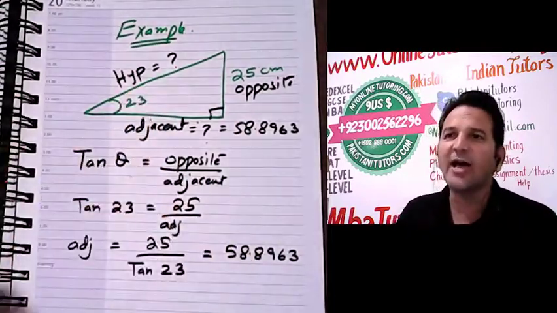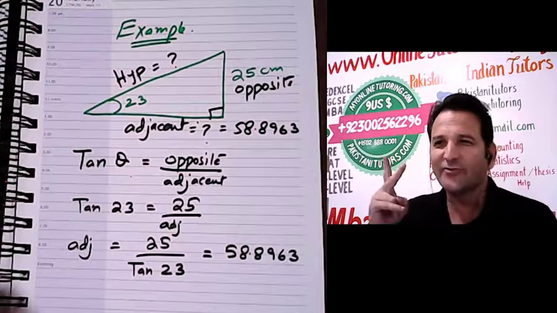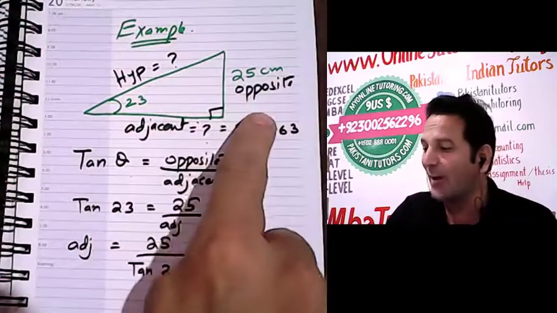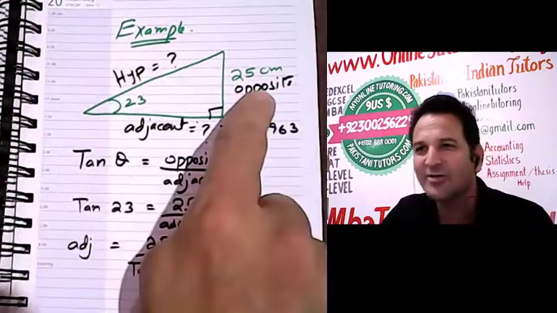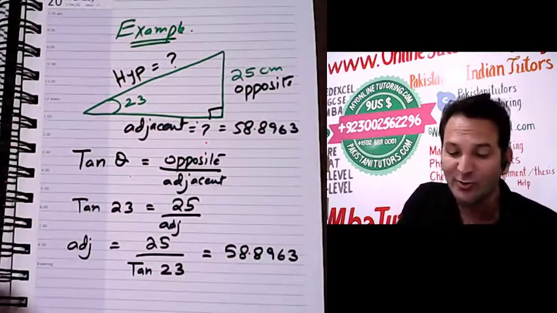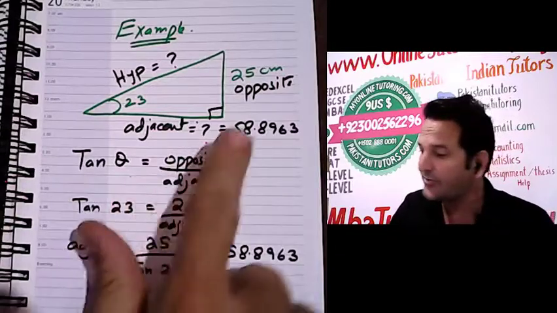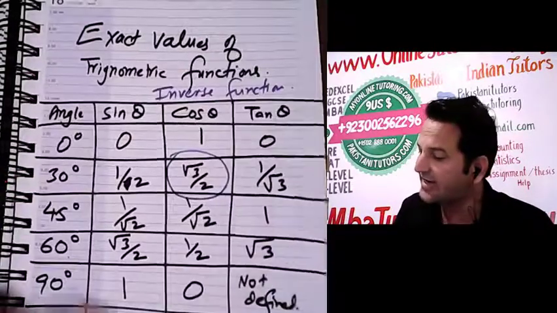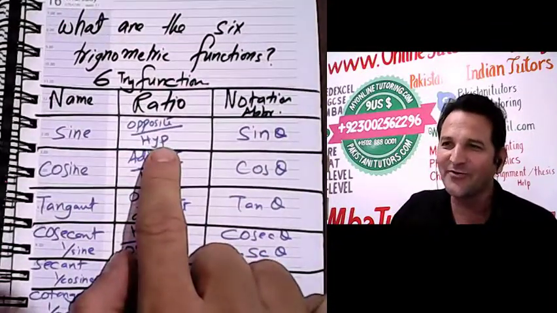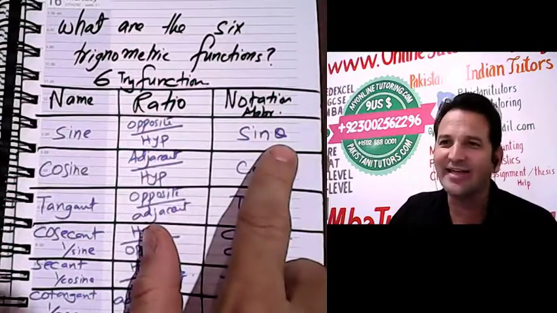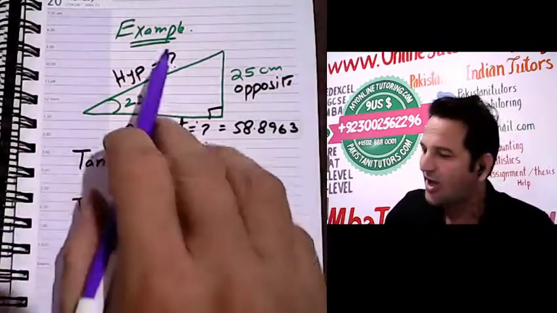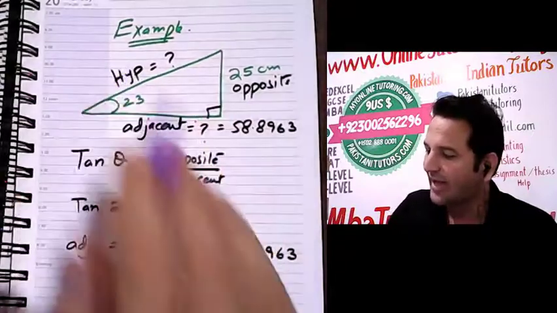If we want to find out the hypotenuse, now we have two options. Either we can use the Pythagoras theorem, or we can use again opposite over hypotenuse or hypotenuse over opposite. So we will go to the trigonometric functions. Opposite over hypotenuse, is there anything like that? Yes, opposite over hypotenuse can be found by sine theta. So now we are finding out the hypotenuse by using opposite over hypotenuse.